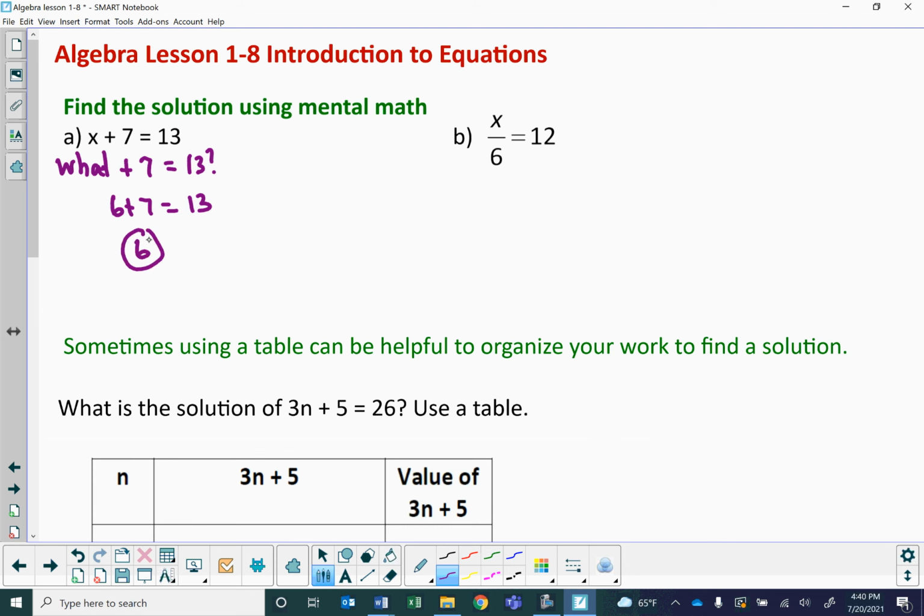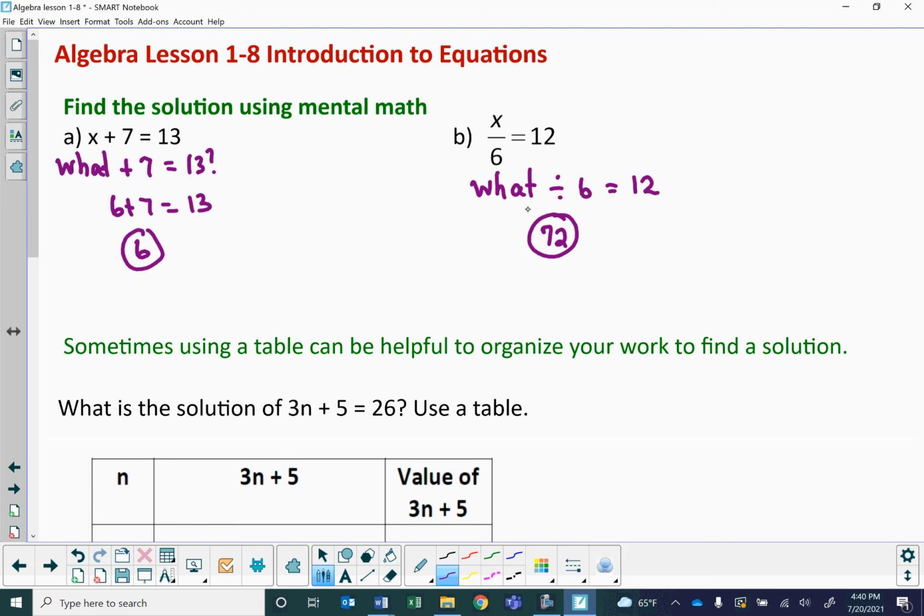If I look at letter B, what divided by 6 is equal to 12? If you don't know your multiplication tables, this could be a little harder to figure out. I'm looking at this going, oh, 72 divided by 6 is equal to 12. So the answer here is 72.